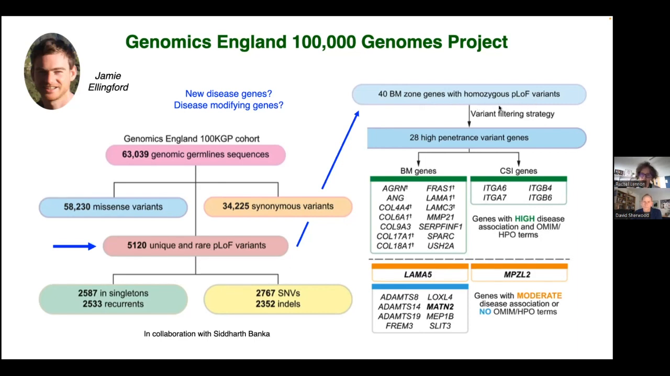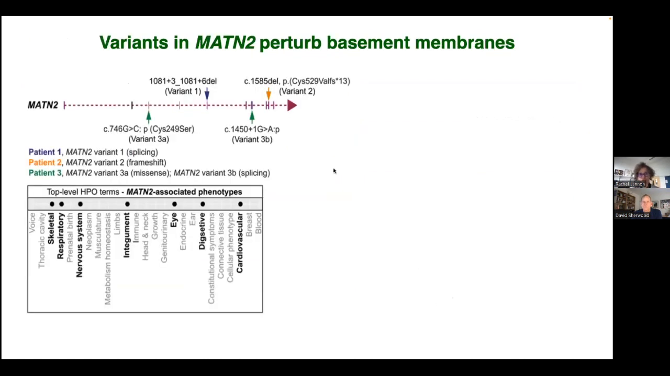And then with further filtering, we got down to 28 genes with high penetrance. And in amongst that group, there were those with green level or definitive evidence existing for disease causation. And many of those we were familiar with, the collagens and laminins. But a number of these genes had moderate or no evidence of prior association with human phenotypes. So we selected 3 of those for follow-up functional studies. And in the next three slides, I'll just run through the studies that we did for each of these genes.